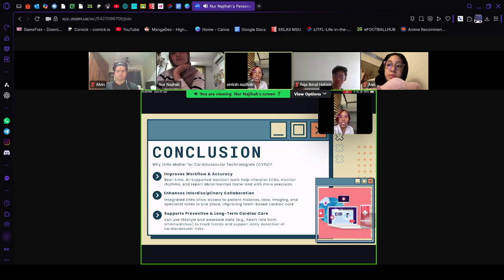Lastly, EHRs support preventive and long-term care. CVTs can use data from smartwatches or lifestyle tracking apps to spot early signs of cardiovascular risks and help patients stay on track with their heart health. In short, EHRs help CVTs provide safer, smarter, and more connected care to heart patients.